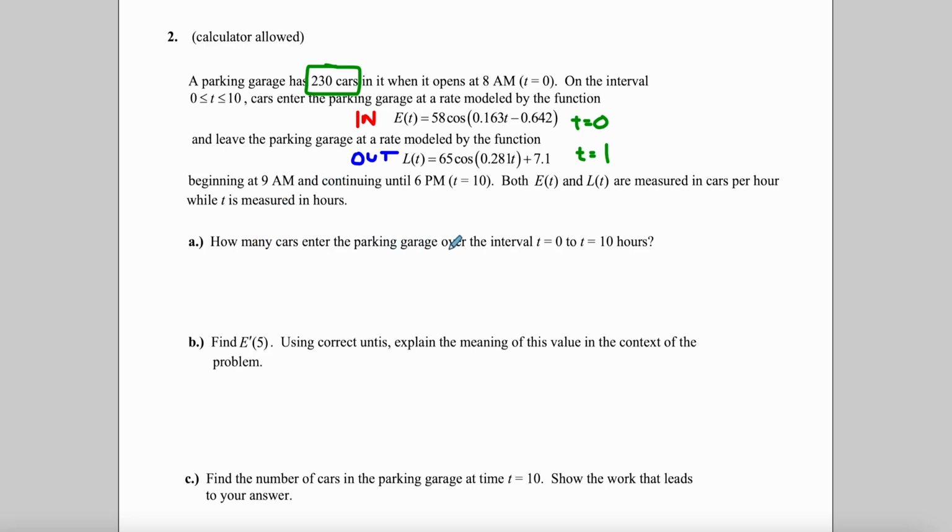How many cars enter the parking garage from 0 to 10? That would be the integration of the E function. So we're going to go from 0 to 10 of the E function. I had to graph it anyways, so I'm just going to go ahead and say E of t. But if I just math 9 that, I end up with a value of about 510 cars.